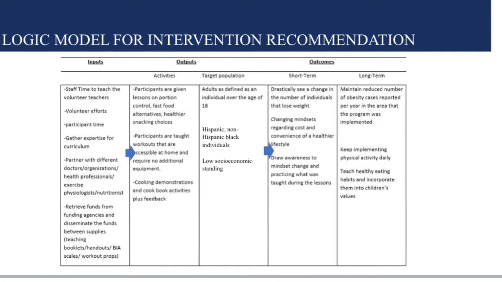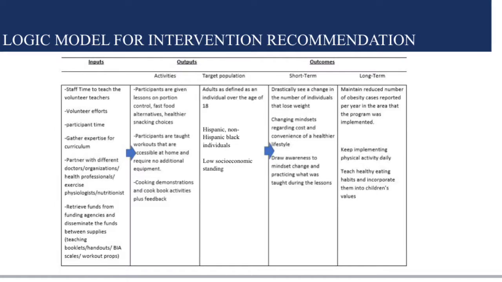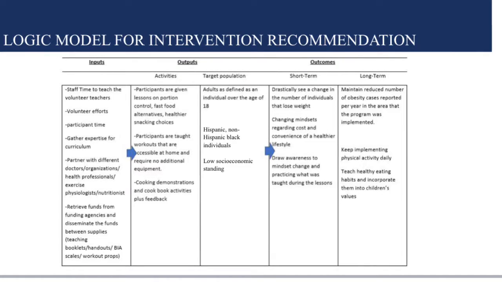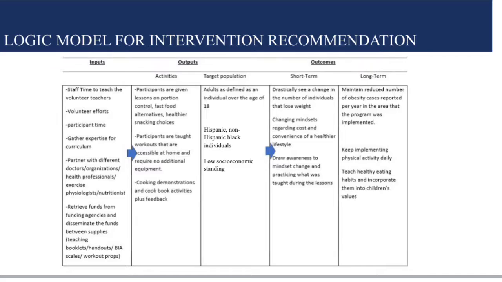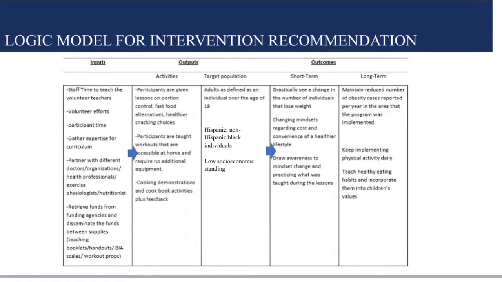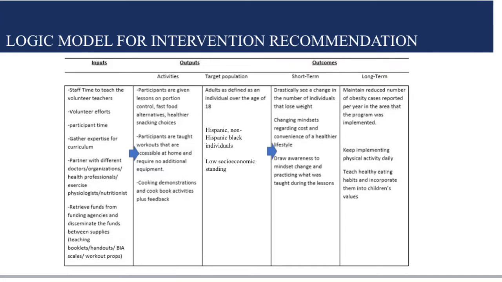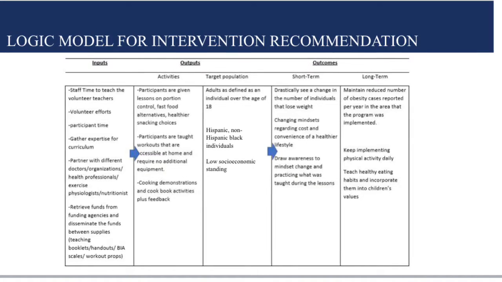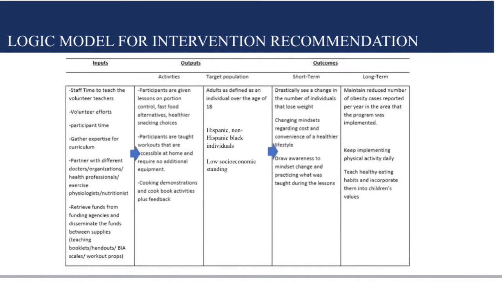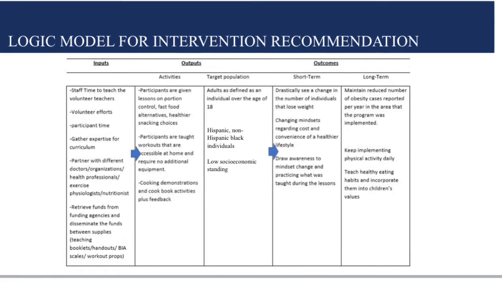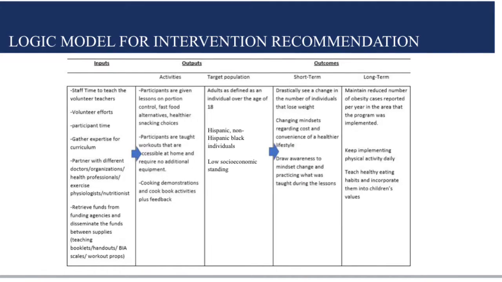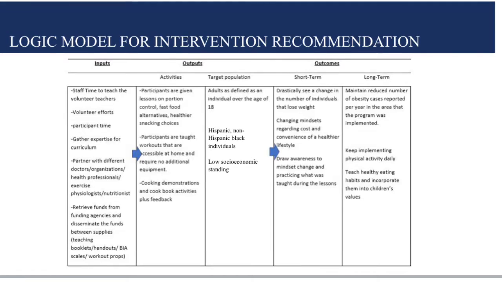Another thing would be retrieving funds from funding agencies and disseminating the funds between supplies. So that'd be any teaching booklets, handouts, BIA scales, stadiometers, workout props such as hand weights and resistance bands that will be included in the activities for these participants.